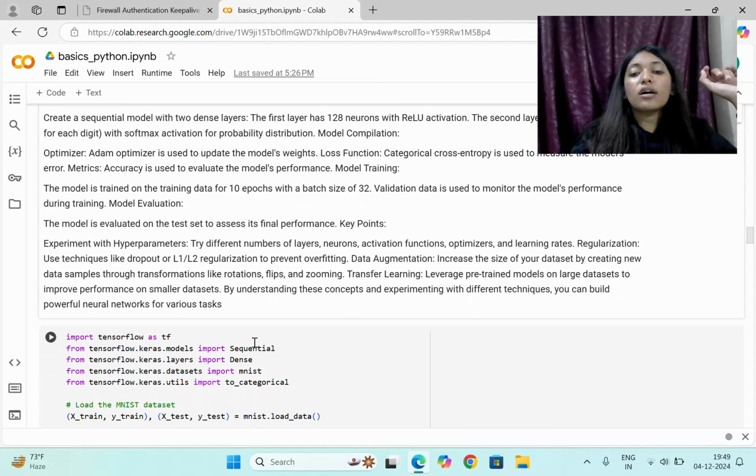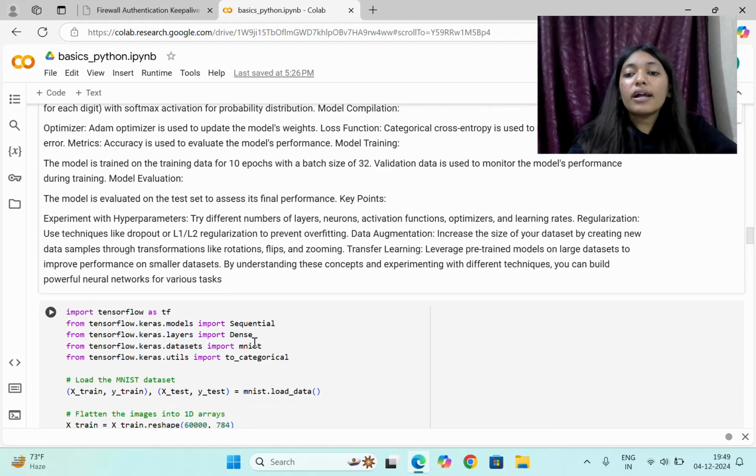Now, optimizer: the Adam optimizer is used to update the model's weights. Loss function: categorical cross entropy is used to measure the model's errors. Metrics: that is the model performance. Then model training: we have done model training on the training data sets with 10 epochs and a batch size of 32. Validation of the data checks the model performance. Model evaluation, we already know.